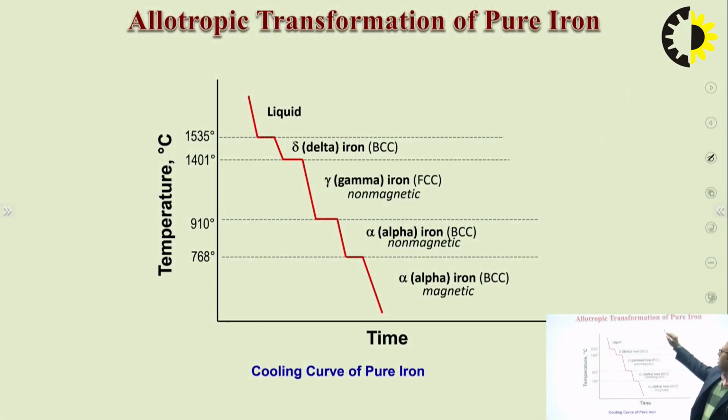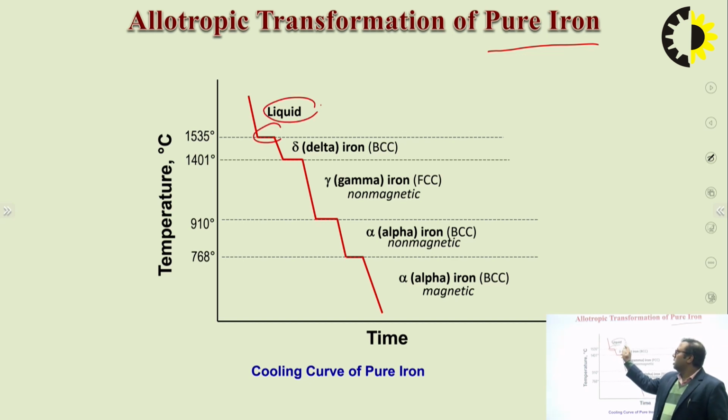So coming to firstly the allotropic transformation of pure iron. What is actually the allotropic transformation? Allotropic transformation denotes the different phases of a particular material like iron. When we cool the particular material from higher temperature to lower temperature in a particular span of time, then we can see that different phases of iron can be seen at different temperatures. So you can see that the melting point of iron is around 1539 degrees centigrade. So above 1535 degrees centigrade, every iron particle is in liquid state.